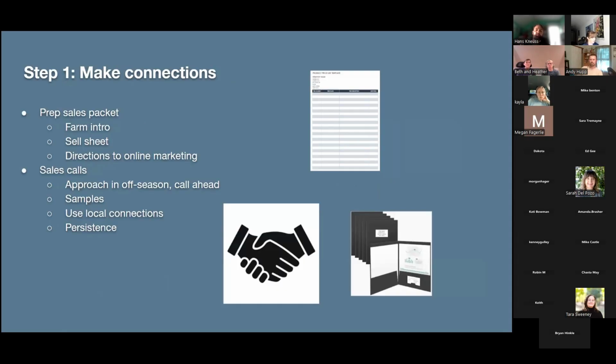In this packet, you want to have a farm intro, just a basic introduction to your farm, and a sell sheet. This can be a loose definition of your wholesale pricing. You might start a little bit higher than you might end up in the final agreement, just to give them an idea where you're coming from. And then you want to make sure to direct them to any online marketing, your website, social media, things like that, so they can look into your business a little bit further.